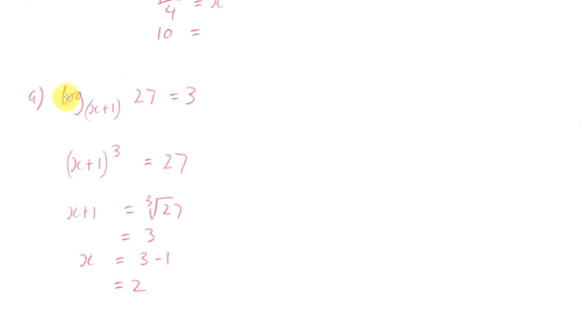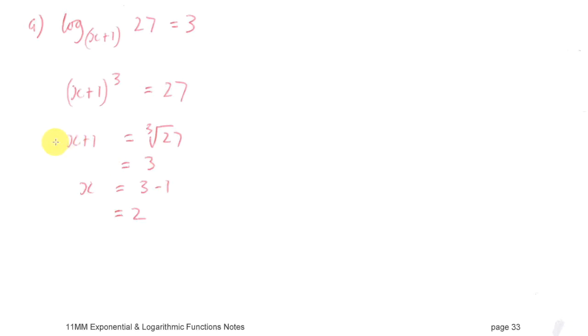G, log base x plus 1 of 27 equals 3. Again, we're just going to manipulate it so it's in that index form. So the base is x plus 1. I raise it to the power of 3, and it's equal to 27. I want to strip it so it's just x. So I'm going to take the third root of both sides.